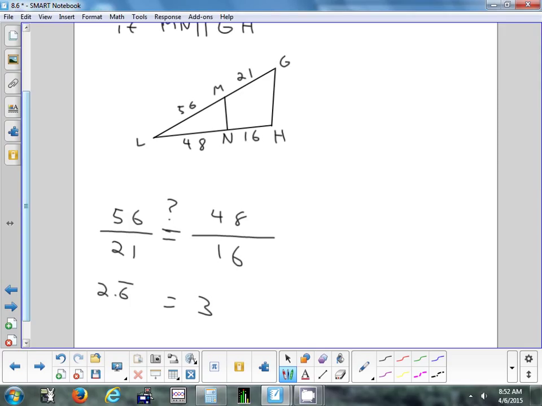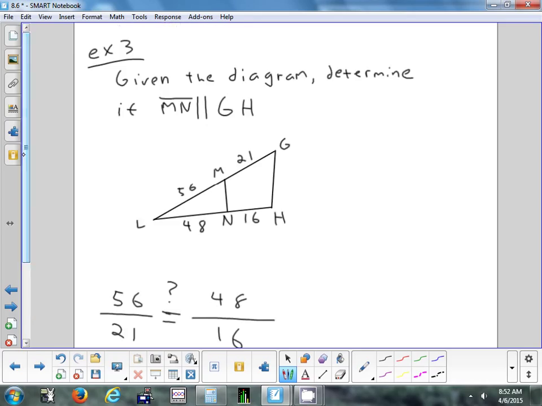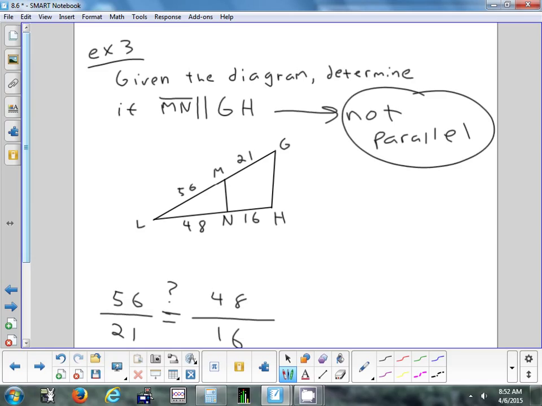So is what's on the left and what's on the right, are they proportional? No. So the question, determine if MN is parallel to GH. Not parallel. Okay, that was theorem 8.5. Okay, the converse of 8.4.